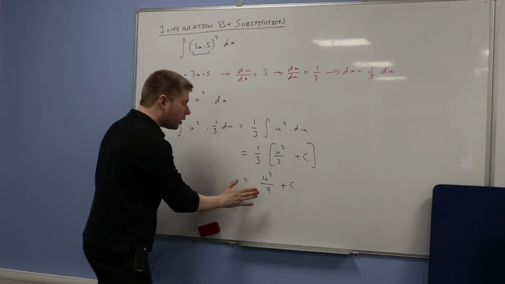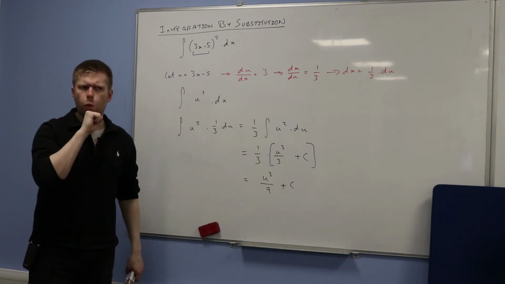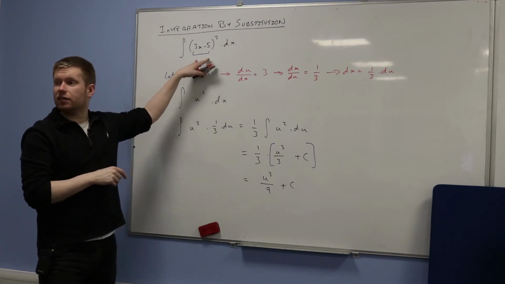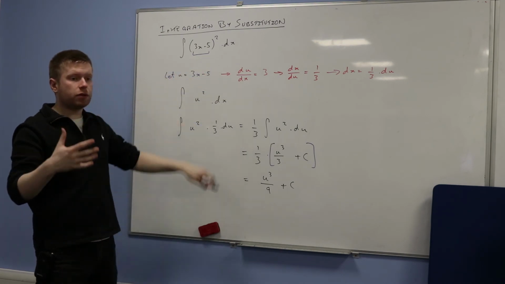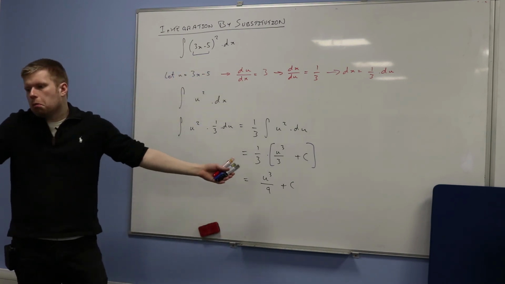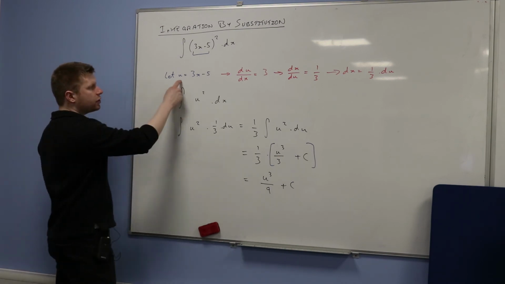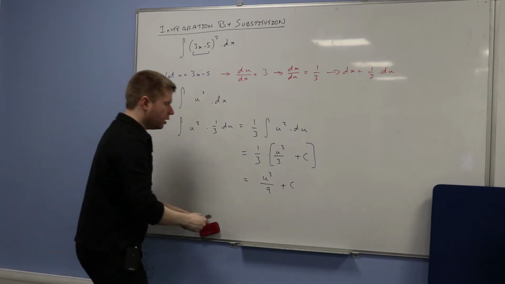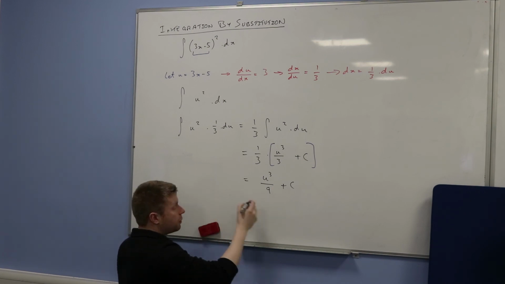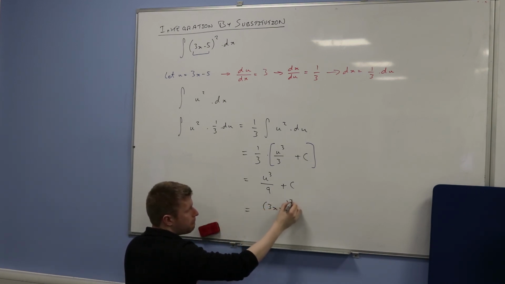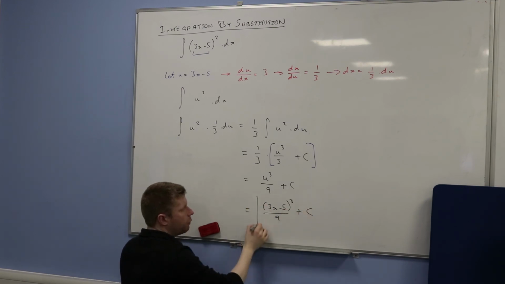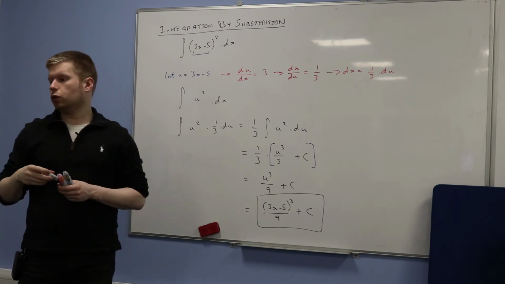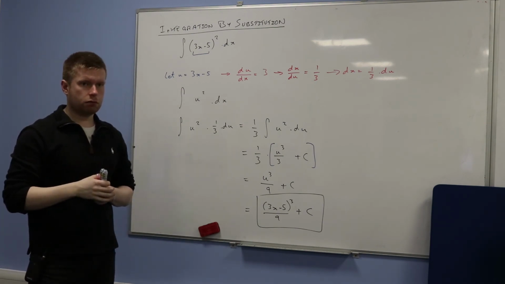Now, can I leave my answer like this? Why not? Good. My original function was in terms of x. I wanted to find the area function in terms of x. Given my area function in terms of u, what am I going to do with that? But that's okay because I know that u is just 3x minus 5. So why not make the substitution here? In other words, u is equal to 3x minus 5, so I just replace it. That would be my area function of 3x minus 5 all squared with respect to x. Make sense? Good.